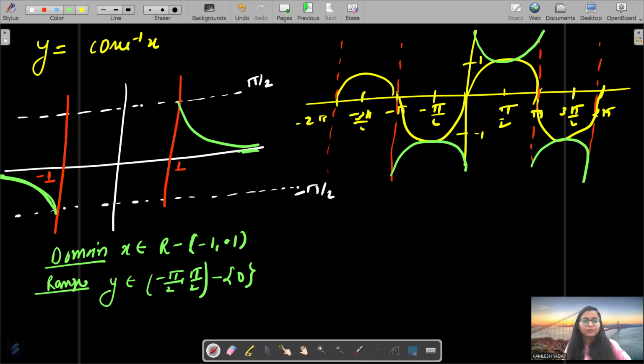Okay. So we have discussed the inverse trigonometric functions in detail. Now we have to see some other types of inverse trigonometric functions.